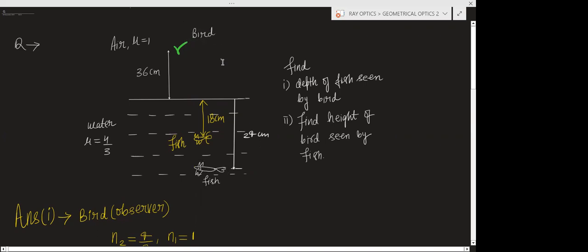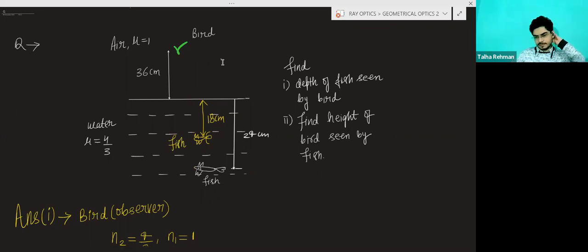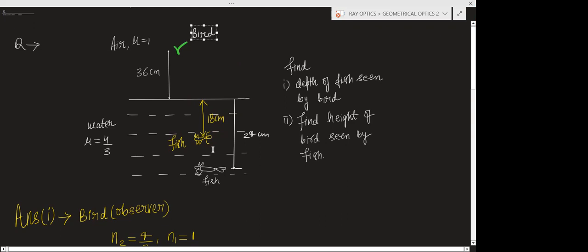Suppose, for example, here is my mouth, and I am just watching my mouth. How is it possible that I am able to see the mouth? Because light is coming from the mouth to my eyes. In the same way, this fish is seeing the bird. So if this fish is able to see the bird, it means that from the bird the light is coming to the eye of the fish. This time the light is coming from air to the water.